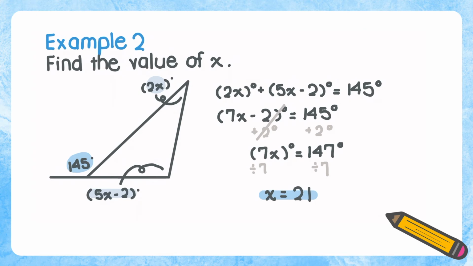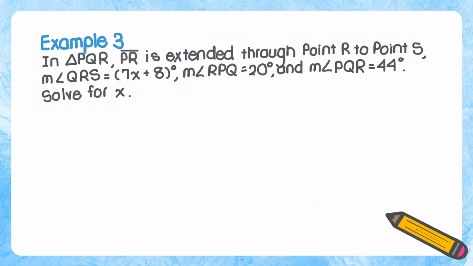We were able to solve for x by using the exterior angle theorem. For example 3, notice how we're not actually given the diagram of a triangle. And this is what some of your Delta Math problems would look like. So let's work through this together.